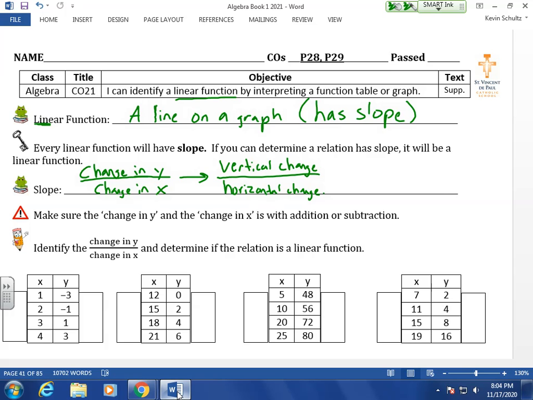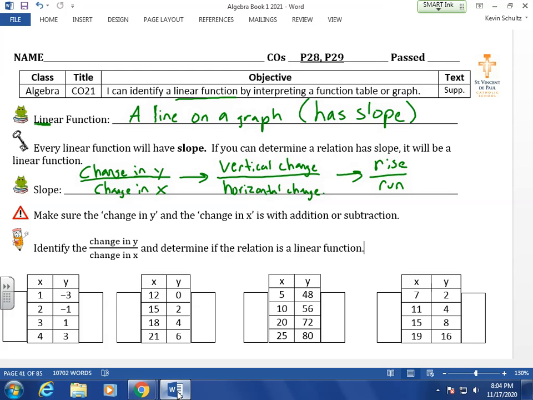You may have also heard the phrase rise over run. It's kind of a kitschy phrase. It doesn't really tell you anything. Hey, calculate the rise over run. Like, what? I've never heard of slope before. What's rise and run? But the change in y or change in x is what we're really looking for here.